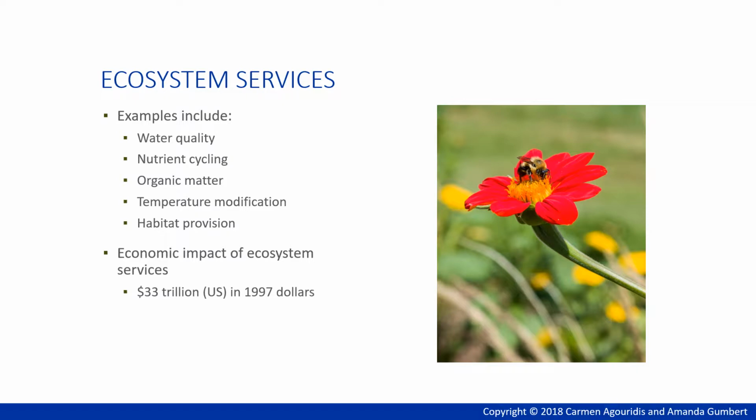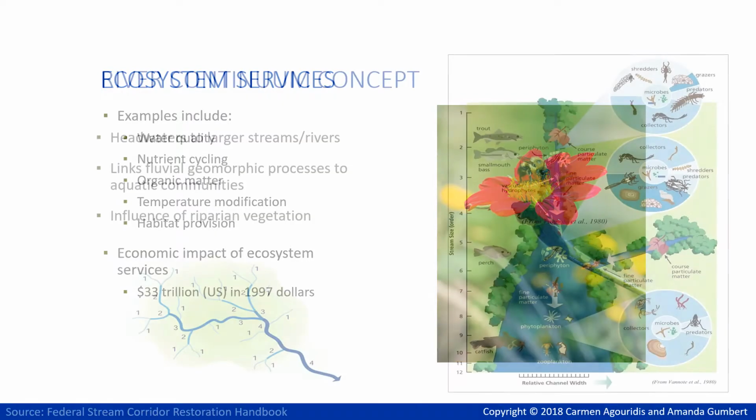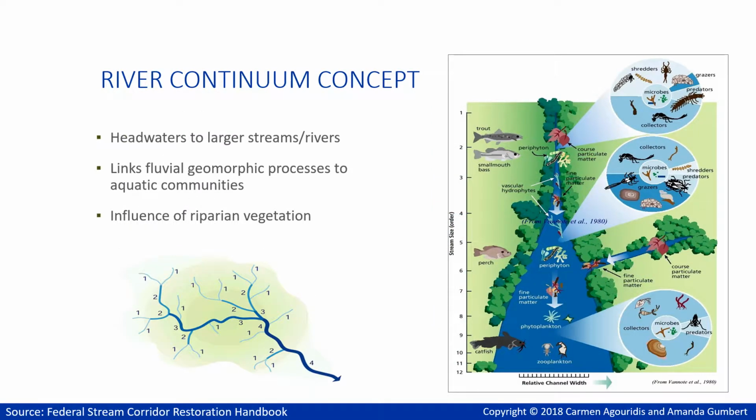Placing a dollar amount on ecosystem services is challenging, but a 1997 study found that the economic value of 17 ecosystem services averaged $33 trillion per year, a value that was nearly twice the global domestic product. Ecosystems, both large and small, contribute services to each other and to society.